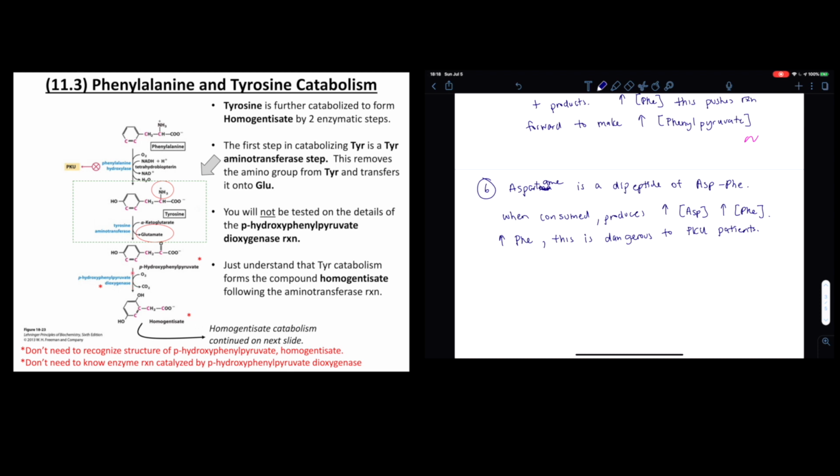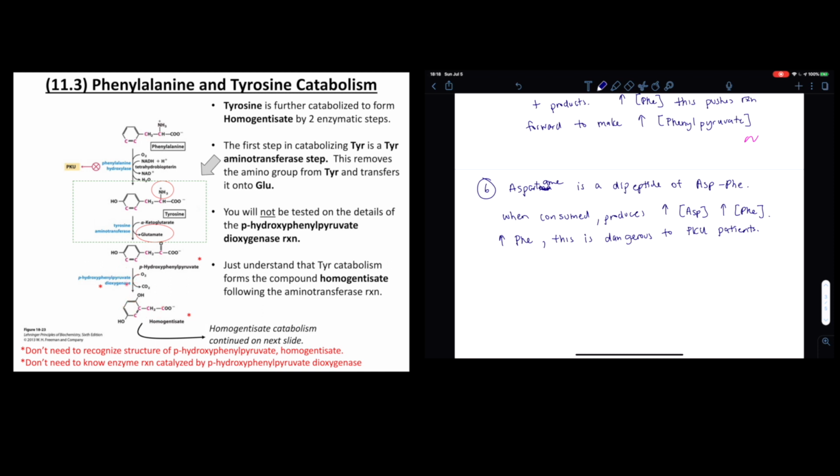This reaction over here catalyzes a dioxygenase. So what's going to happen next is that they're going to try and put two hydroxyl groups on the aromatic ring instead. And this produces this compound that's called homogentisate. And I don't want you to know this enzymatic reaction.